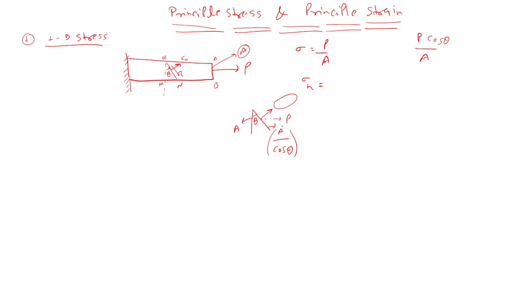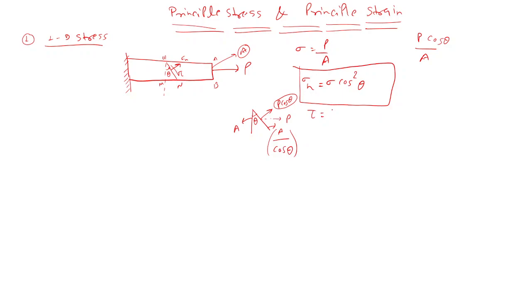Sigma will be P cos square theta by A. So what would be this force that I am asking? P cos theta, right? So the normal stress would be P cos theta by this area. So now, in terms of sigma, directly I will write sigma cos square theta. Is it clear to everyone?